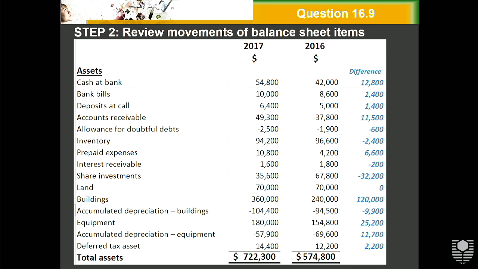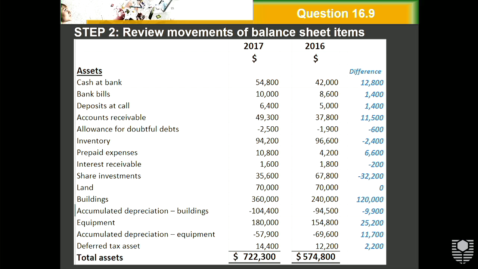Just so that you know as you're going through where there are differences, some of those differences are accounted for in the notes, in the additional items, and some of them aren't. So we've accounted for our cash, our banks, our deposits on call. Our accounts receivable have gone up by 11,500, so we're going to have to work out the cash component by recreating the account. But we also need to consider the doubtful debts, and in our profit and loss, we have discounts received of 2,100 that we're going to have to account for when we recreate that account. We've also got inventory, prepaid expenses, interest receivable.